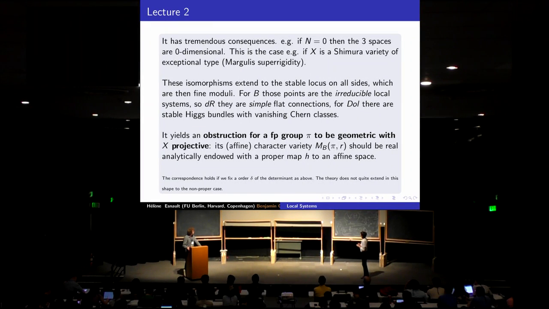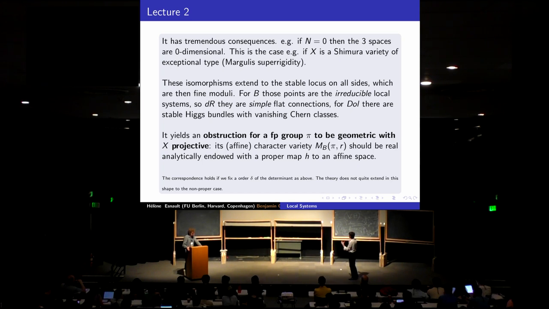And so, for Betti, those points are called the irreducible local systems for the Betti moduli space. For the de Rham moduli space, those are called simple flat connections. For the Dolbeault moduli space, they are called stable, and not only semi-stable, Higgs bundles with vanishing Chern classes.